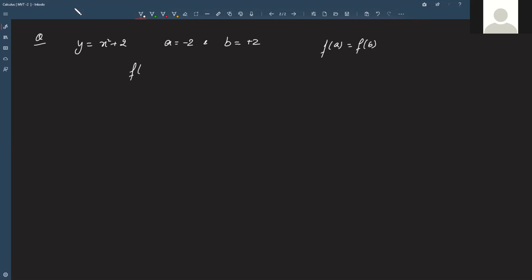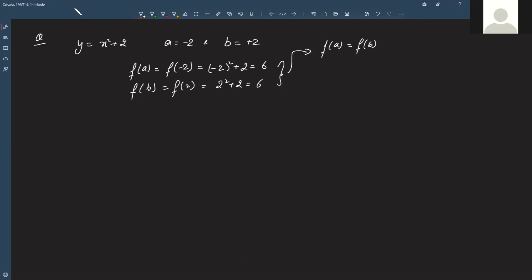So f of a is equal to f of minus 2, which is minus 2 square plus 2, which is actually equal to 6. Same way, f of b is equal to f of 2, which is 2 square plus 2, which is equal to 6. So we have f of a is equal to f of b. Now what do we have to do?